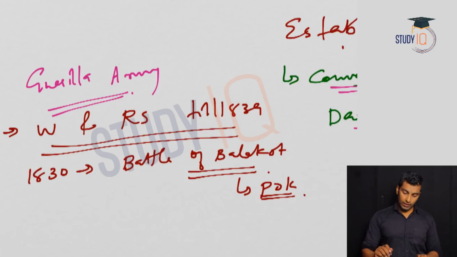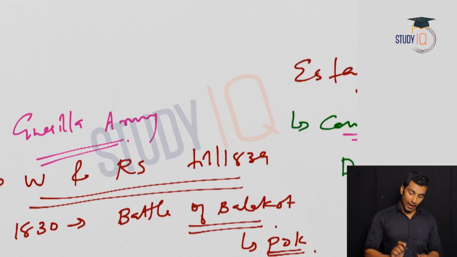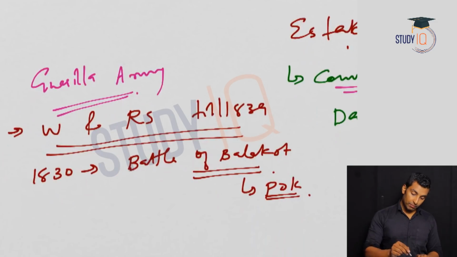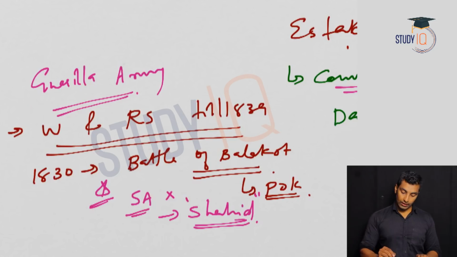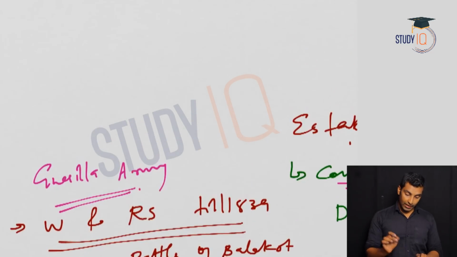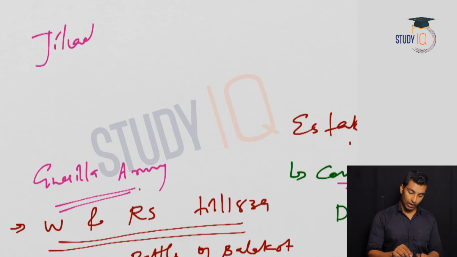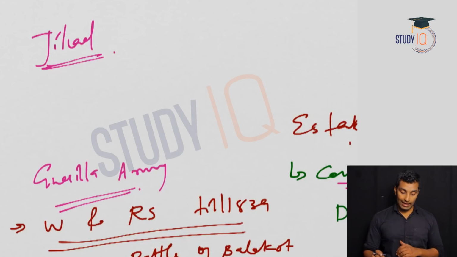This battle is very famous because Said Ahmed of Rai Bareli died in it, and he was called Shaheed. After his death, they declared the war against Punjab as jihad, and this is going to create a lot of problems.